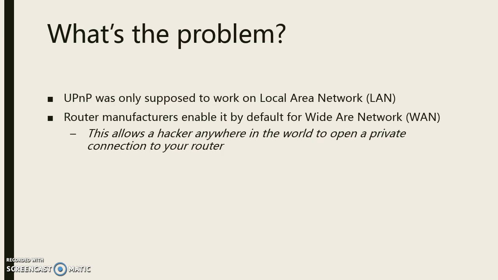The problem is that UPnP was only supposed to be enabled for the local area network, which means you put your Xbox on the network, give it the Wi-Fi password, and then it connects to the router. What's the problem is that it's now been enabled for wide area network, for the internet. So anyone on the internet can connect to your router and pretend it's the Xbox asking for the open ports for it, but really it's just an attacker anywhere in the world kind of gaining access to your router.